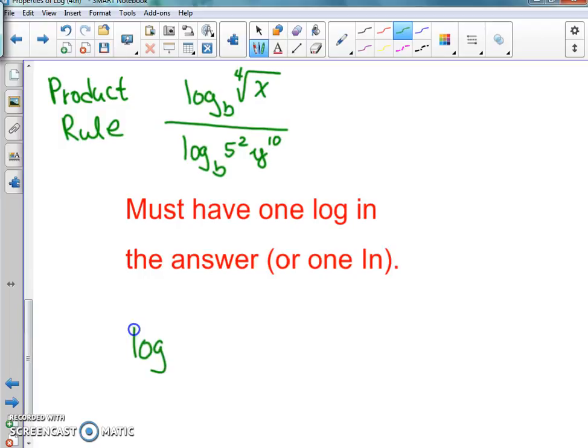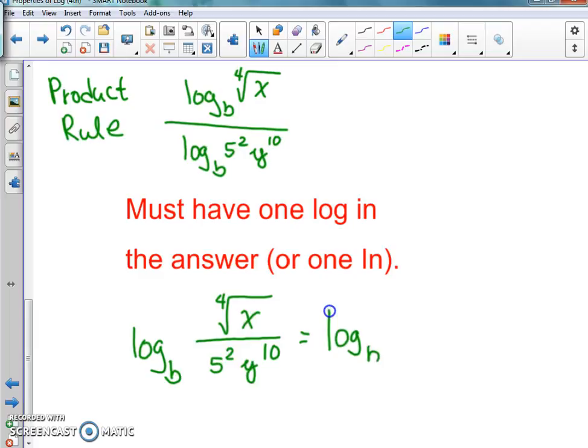So we just kind of like factor out a log base b, factor everything out. And then we just keep everything else with the fraction. So we have the 4th root of x. We have 5 squared y to the 10th. And then last thing again, because I don't like to have 5 squared, I like to have 25. So let's just do that part. Log b, the 4th root of x, over 25 y to the 10th.